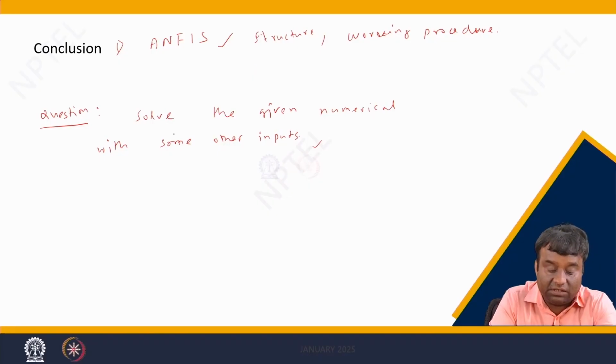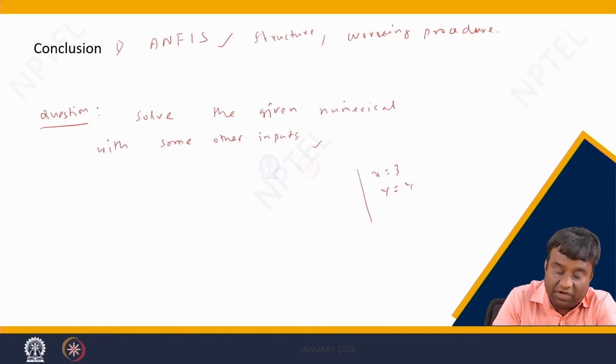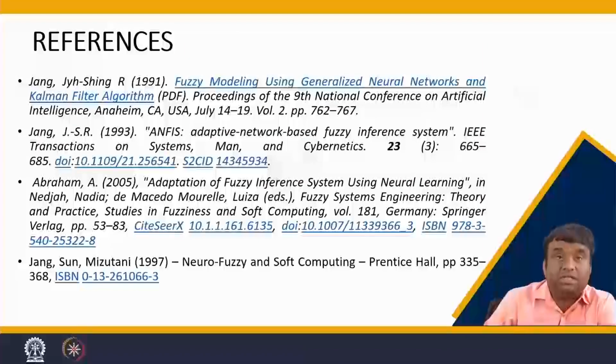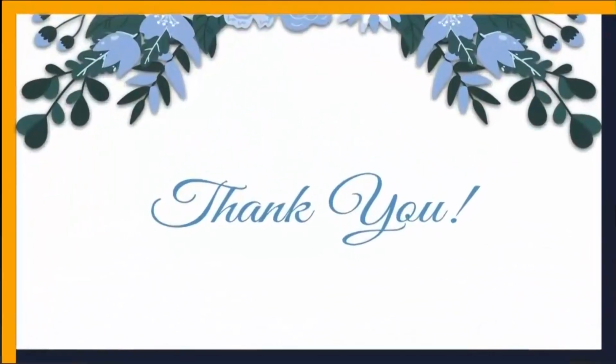So the question for today's class: in the last question we took input as x equal to 3, y equal to 4. You can solve the given numerical with some other input. For example, you can take x equal to 9 and y equal to 14 and try to solve the question. So these are the references of today's class. Thank you.